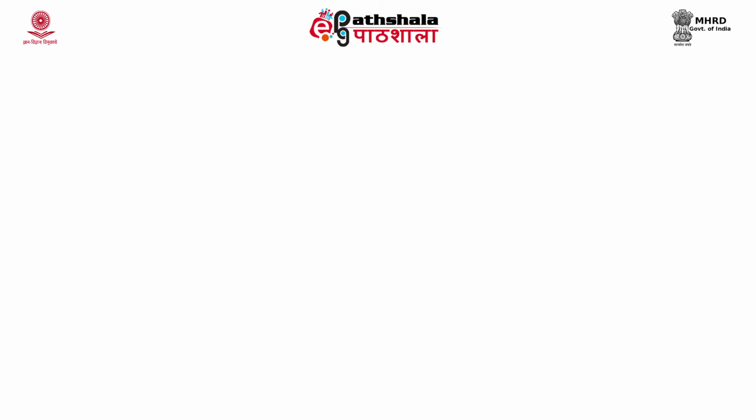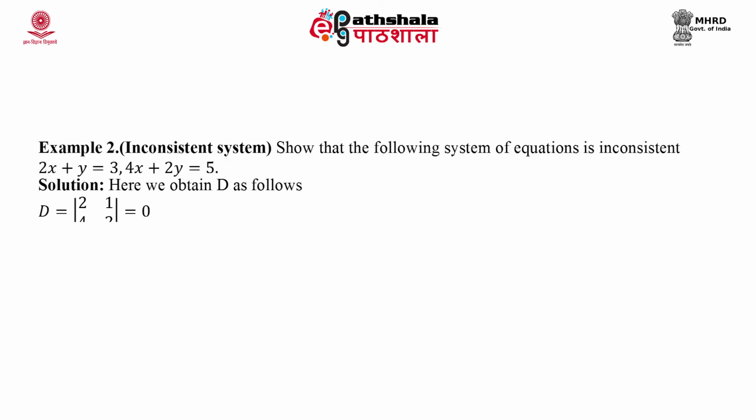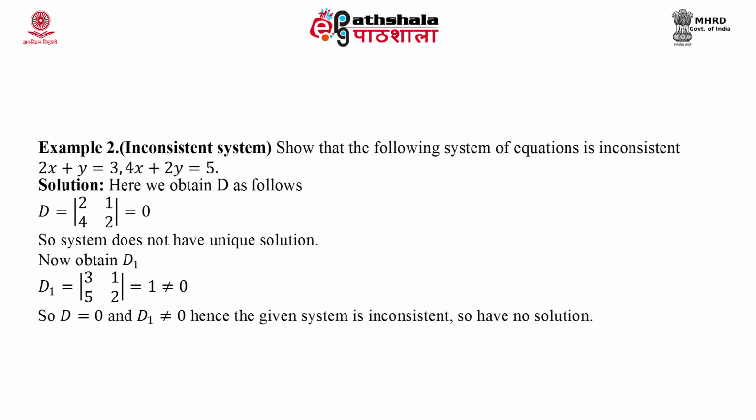Now, inconsistent system, that means this system may not have any solution. Let us check by Cramer's method. Show that the following system of equations is inconsistent. Here we obtain D as follows. The determinant of the coefficient matrix is 0. So the system will not have a unique solution. It may have no solution or may have infinitely many solutions.